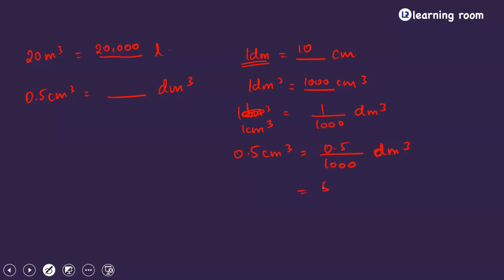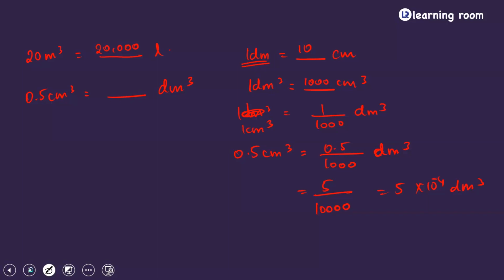Because 0.5 can be written as 5 by 10, correct? So it is 5 into 10 power minus 4 decimeter cube. Ma'am, why are you stressing conversions and scientific notations? We should know how to express something in terms of scientific notations.